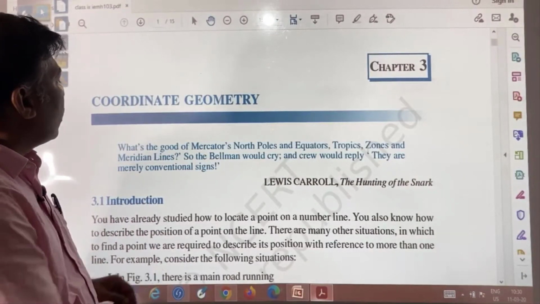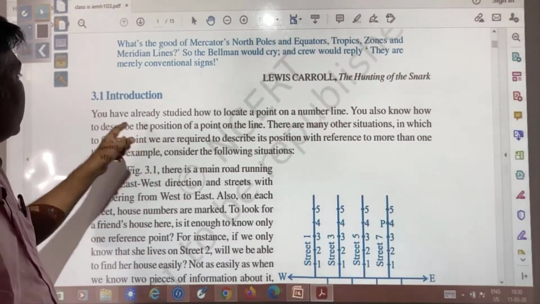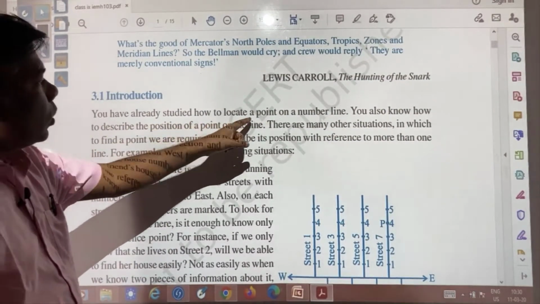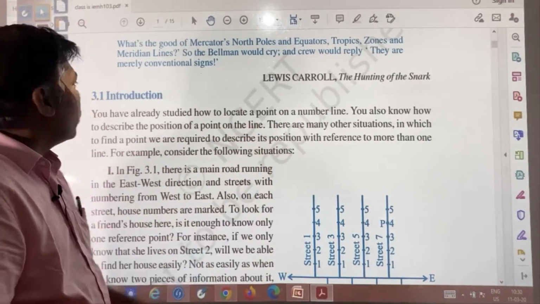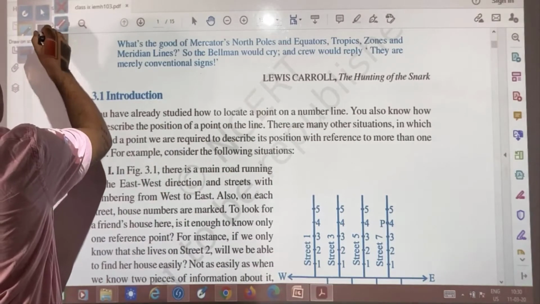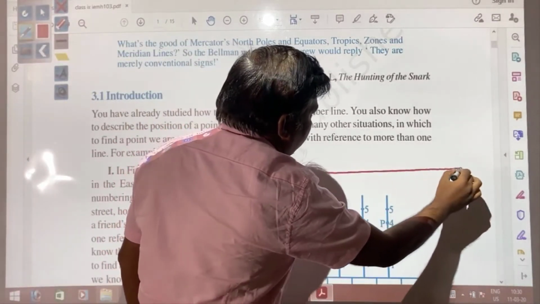Here we have coordinate geometry. In the introduction, you have already studied how to locate a point on a number line. In a simple number line you know how to locate numbers. Once again I am repeating, I have also taught this in this same class.